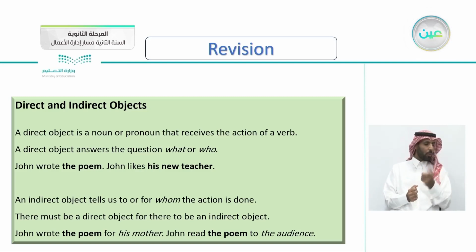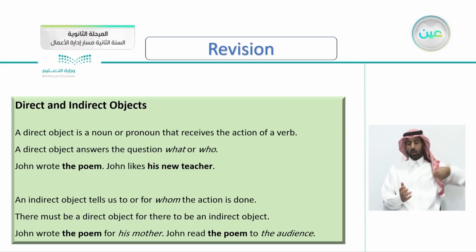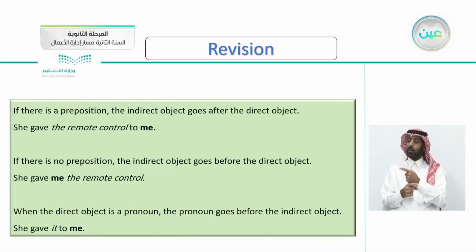For example, here, John wrote the poem. So the poem here is the direct object because it's the noun that receives the action of the verb. Or another example here, John likes his new teacher. And also here, if there's a preposition, the indirect object goes after the direct object.